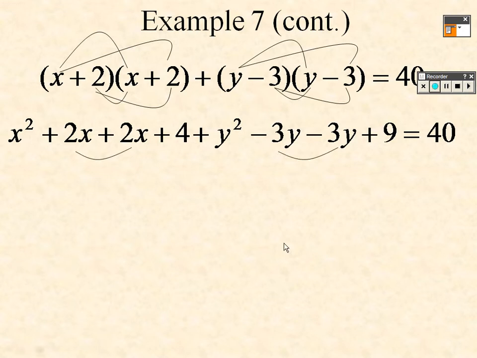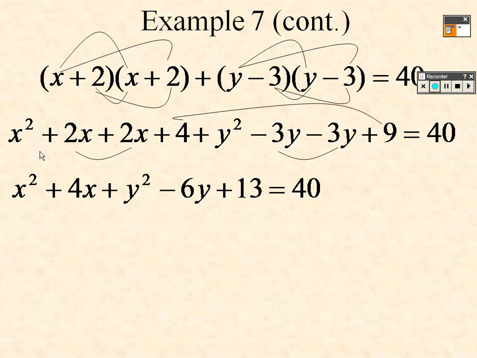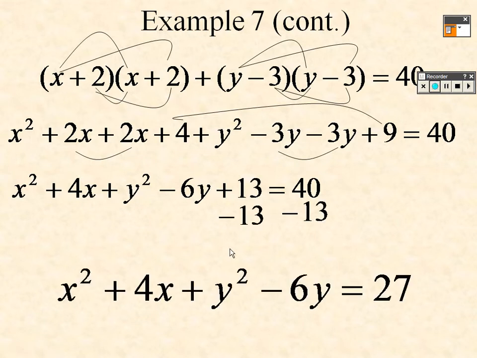That gives me 4x, that gives me -6y, 4 and 9 is 13. Minus 40 and 13, that will give me a 27. So there is my x's and my y's, and there is 27. This is just to show you how you might see it, and you might have to take an equation that looks like this and make it look like an equation of a circle.